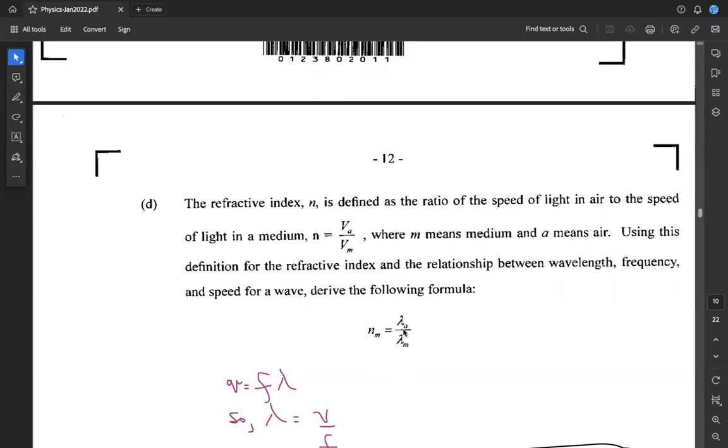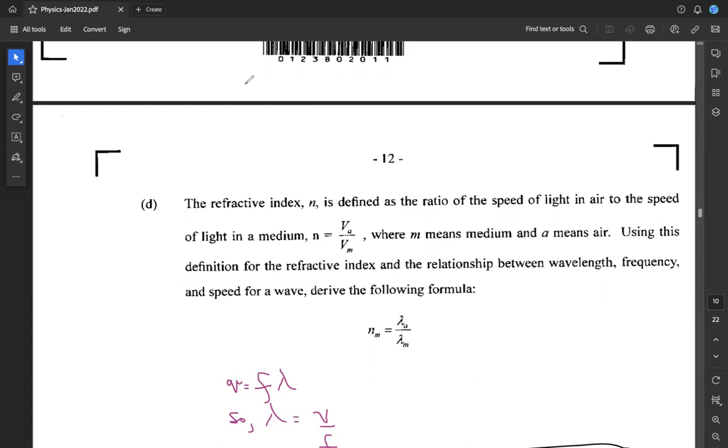So using this definition for the refractive index and the relationship between wavelength, frequency, and speed for a wave, derive the following formula. So they want us to go from here, this is the refractive index, and they want us to derive this refractive index for that medium M. So they're saying N_M is equal to lambda A over lambda M. And they want us to derive that using this relationship, which is just V, speed, is equal to F lambda, right?